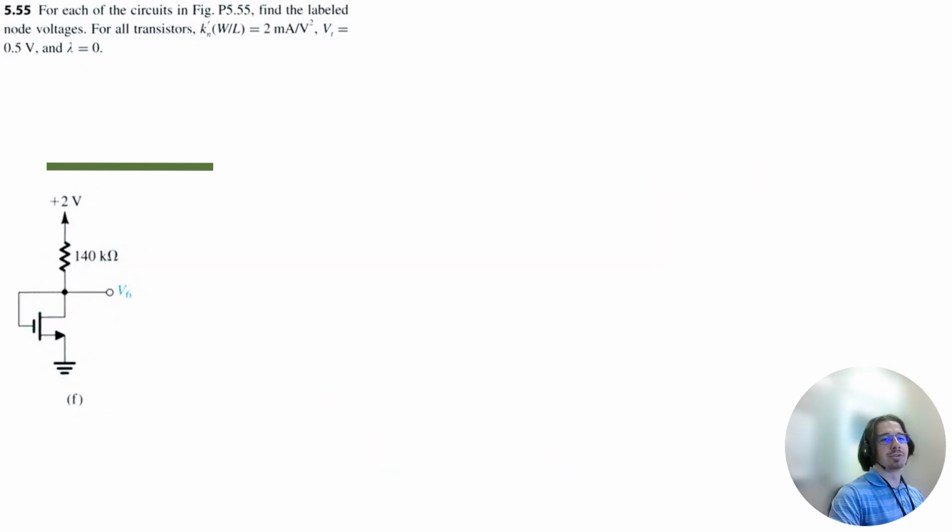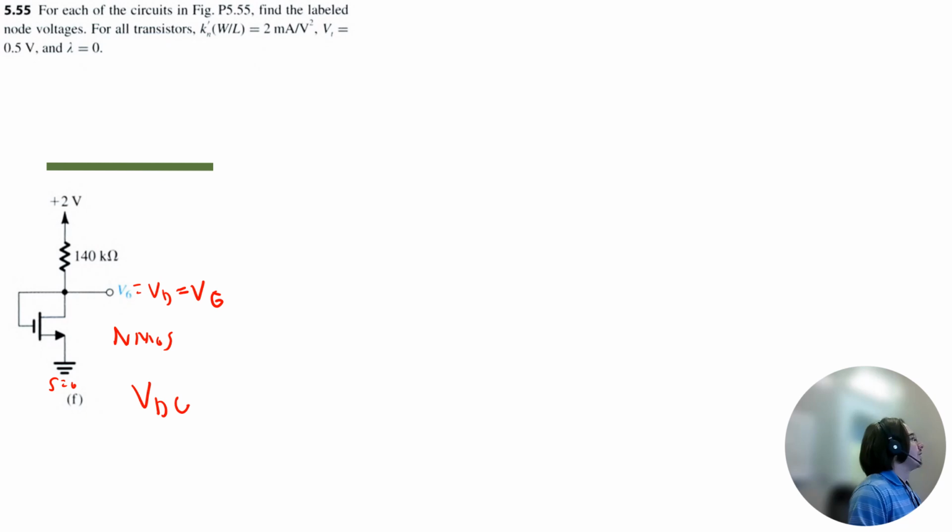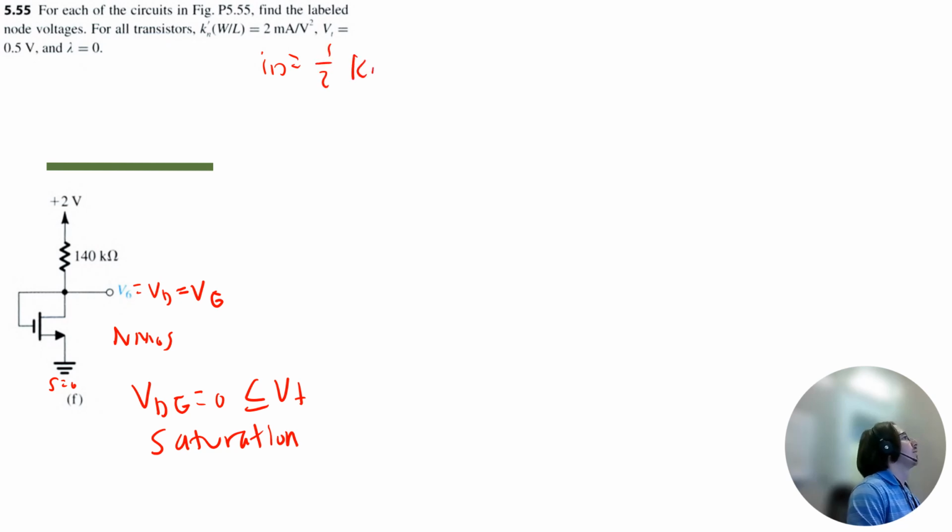Okay, let's solve for circuit F. We still have an NMOS device, and we have our source equal to 0 volts. We have V6 equal to the drain voltage, which is shorted to the gate voltage. We know that the voltage from drain to gate is still going to be 0, which is less than or equal to threshold voltage, so therefore we are in saturation. But this time we don't know the current. Looks like we just have a resistor and a voltage source. So I'm going to start with this equation. ID equals 1/2 Kn V overdrive squared.